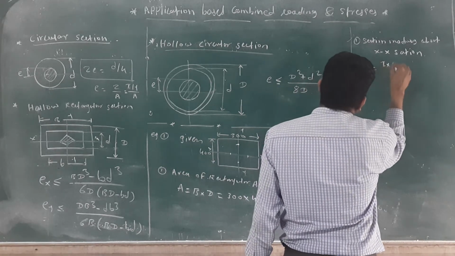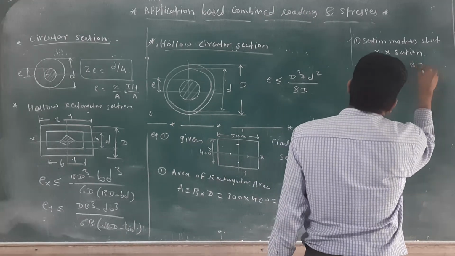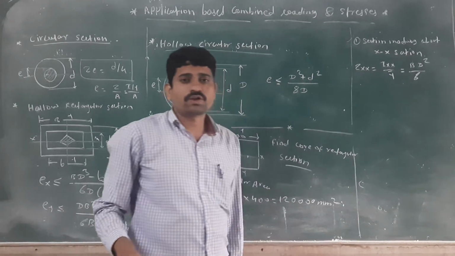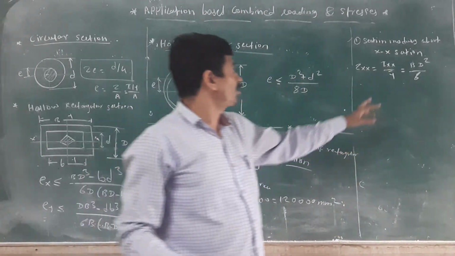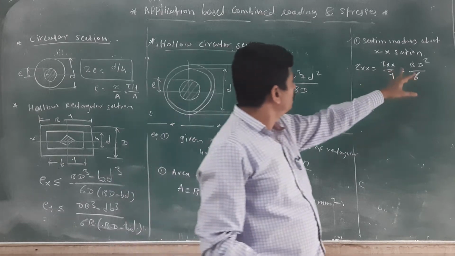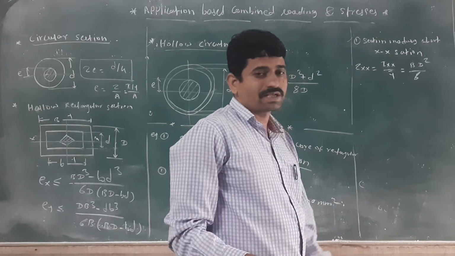Zxx is equal to Ixx divided by y bar. Directly I will write here bd square by 6. What is the Ixx? bd cube divided by 12. What is the y bar? d by 2, this distance d by 2. Then you will get the formula Zxx is equal to bd square divided by 6.